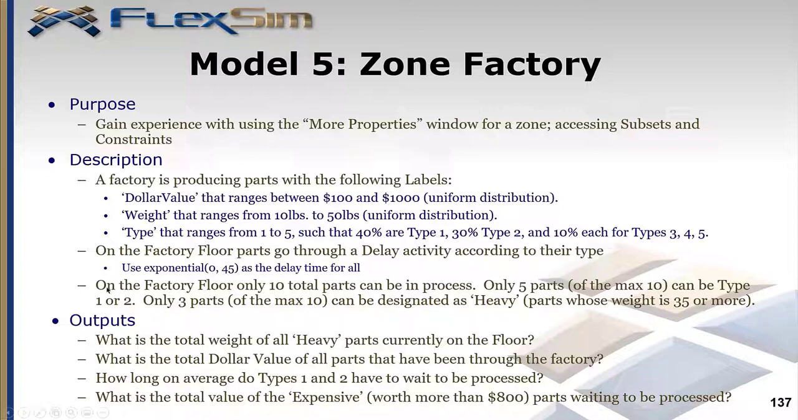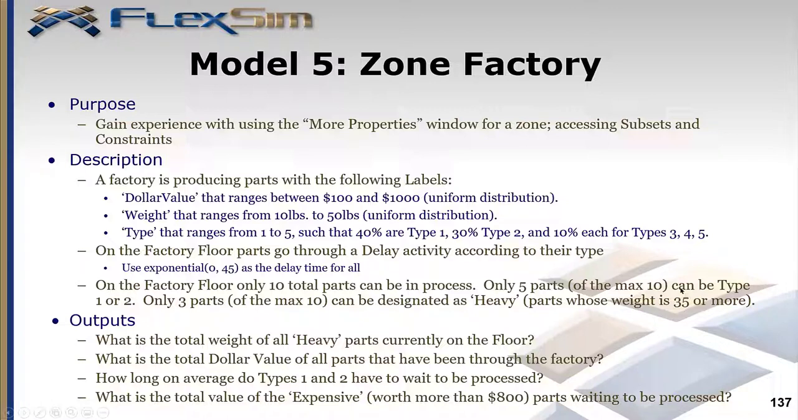Now on the third bullet point here, we want to use the zone's constraint capability, where we want to set up some rules that says that on the factory floor, or across all of the delays that we have, we can only have 10 tokens in progress at a time. And only 5 of those 10 can be either type 1 or 2. And only 3 of those parts can be classified as heavy.